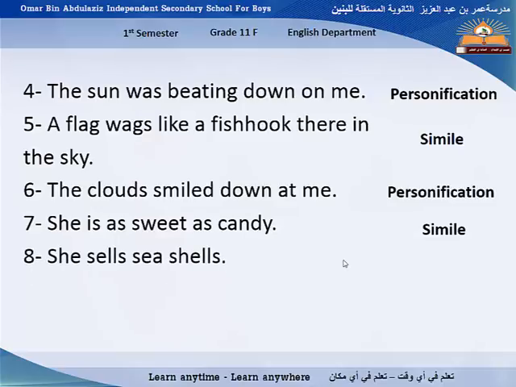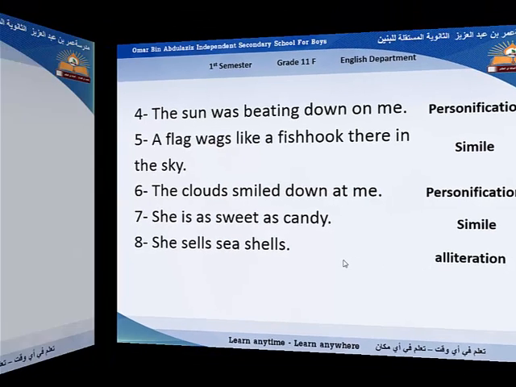She sells seashells. Here is the repetition of the same initial letter or sound in all words of the sentence. She sells seashells. So it is good. Alliteration. Thank you.